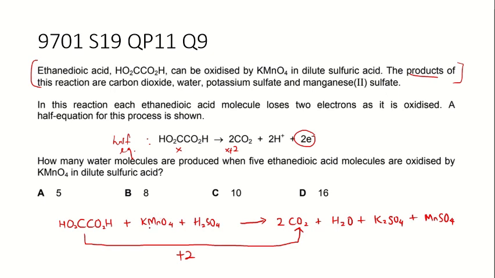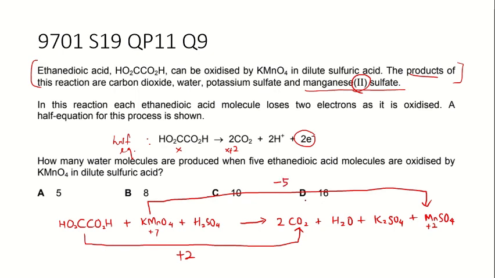Now, the oxidation number of manganese in KMnO4 is plus 7. That's why it is always called potassium manganate 7. And then here we are given manganese 2 sulfate, so the oxidation number of manganese in manganese sulfate is plus 2. So can you see now the change in oxidation number of manganese from reactant to product will be plus 7 to plus 2, so reduced by 5.